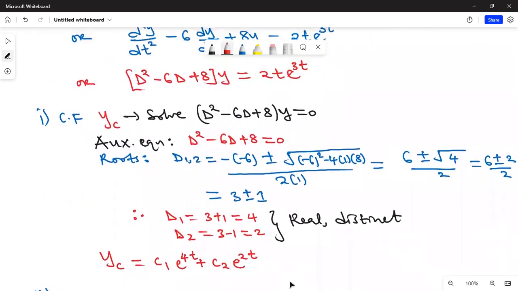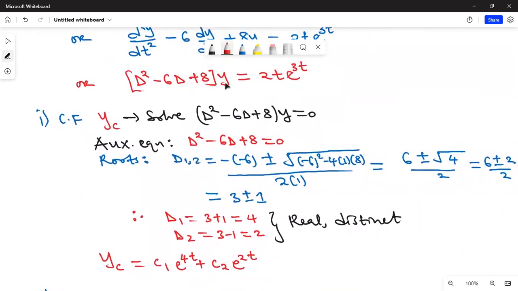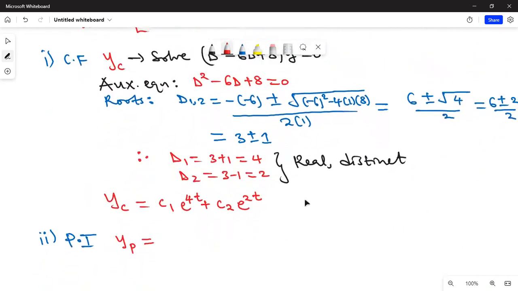So I'm going to make y the subject of the formula here and operate on the function on the right-hand side. So this is what you are going to get. It will be 1 over d squared minus 6d plus 8. Then on the right-hand side, what did we have? It was 2t times exponential 3t.